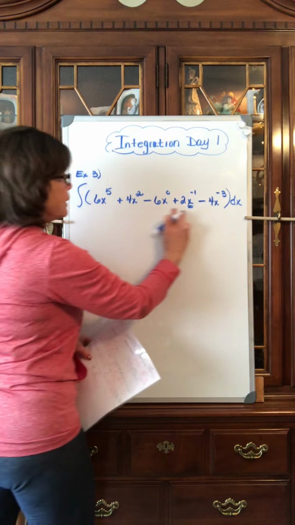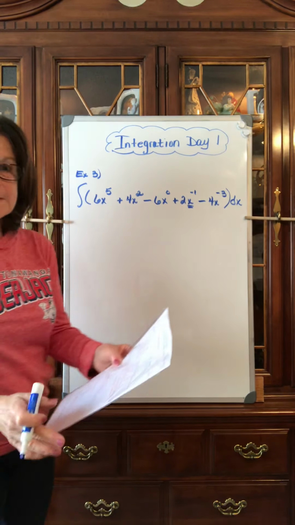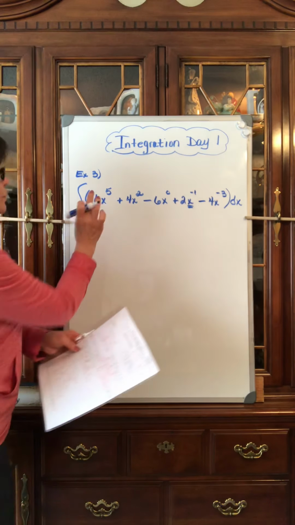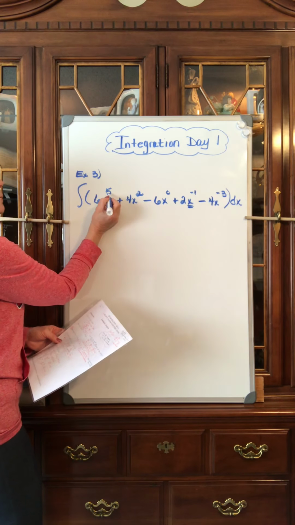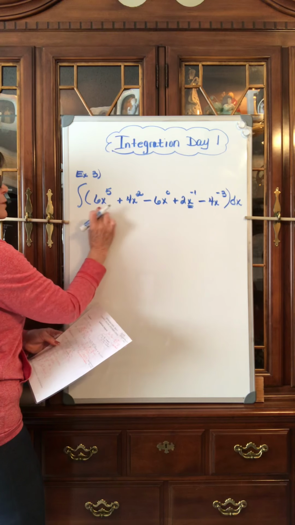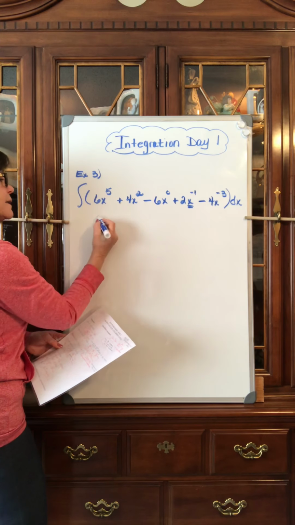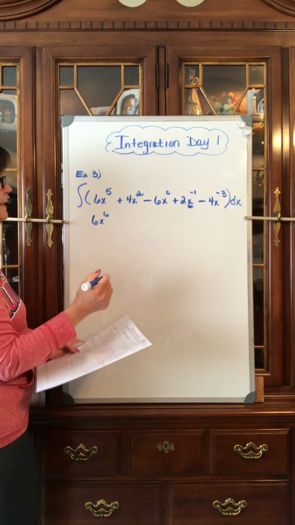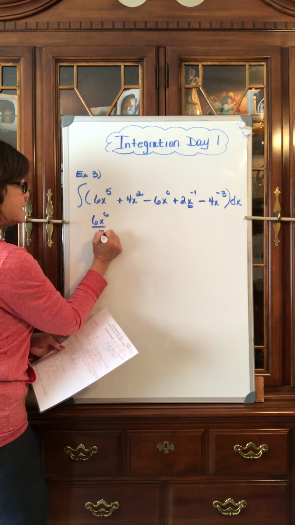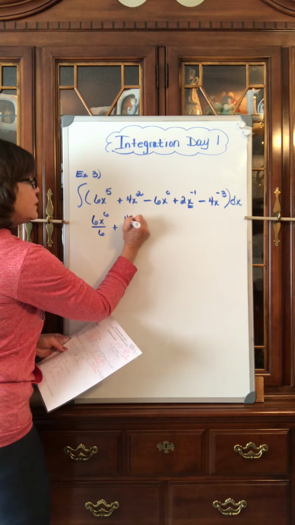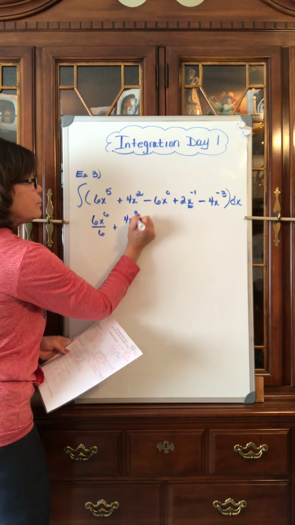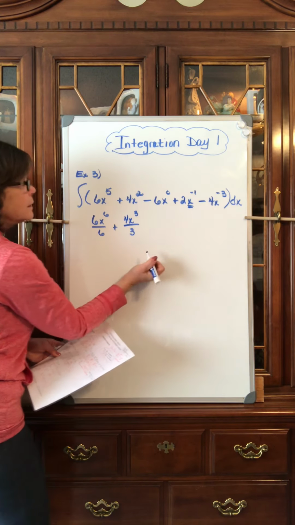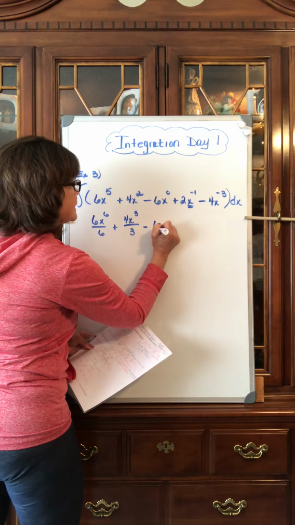So what we're integrating is what's inside the parentheses. Okay, so do each one. You're going to bring your exponent up by 1 and divide by the new exponent. So the integration of 6x to the 5th, you keep the 6, x, you add 1 onto your exponent, 6x to the 6th divided by 6, plus 4x, bring your exponent up by 1, 3 divided by 3, minus 6.